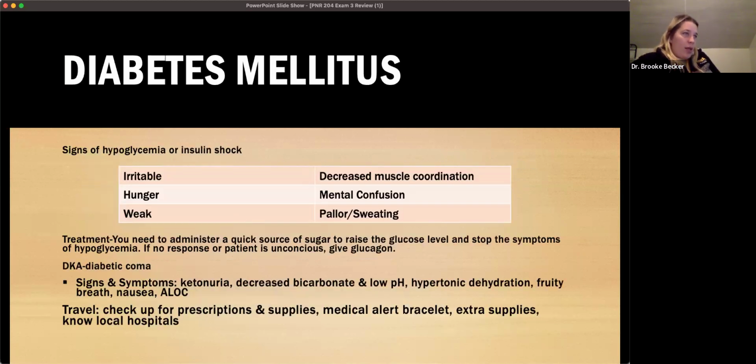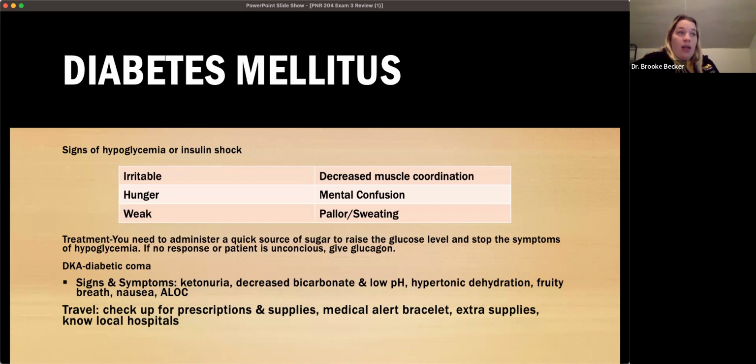So signs of hypoglycemia include irritability, hunger, weakness, decreased muscle coordination. They're going to be confused and they're going to be pale and sweaty. So you give them sugar to raise their blood sugar when they're hypoglycemic, okay?